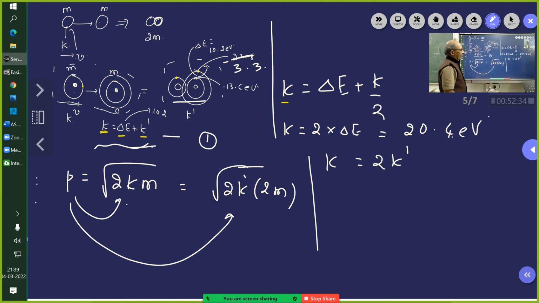This will be the kinetic energy of the first hydrogen atom which is in motion, and if this collides with the stationary hydrogen atom, then both of them will move together with the new kinetic energy k dash, but one of the electrons will get excited. Got it, friends?